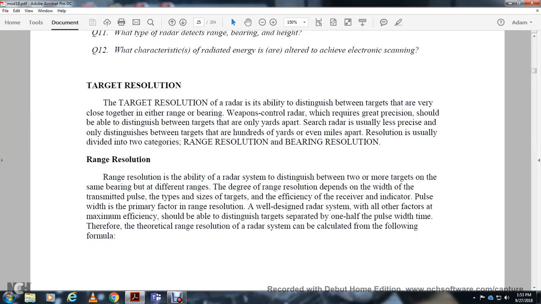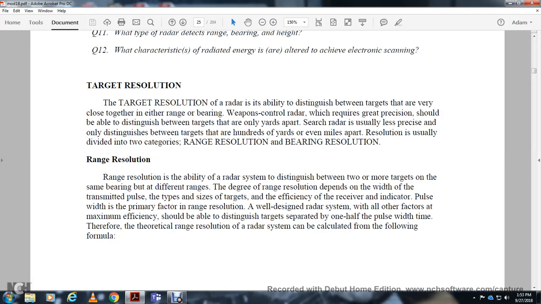Range resolution is the ability of the radar system to distinguish between two or more targets on the same bearing but at different ranges. The degree of range resolution depends on the width of the transmitted pulse, the type and size of the targets, and the efficiency of the receiver and indicator. Pulse width is the primary factor in range resolution. A well-designed radar system, with all other factors at maximum efficiency, should be able to distinguish targets separated by one half of the pulse width in time.